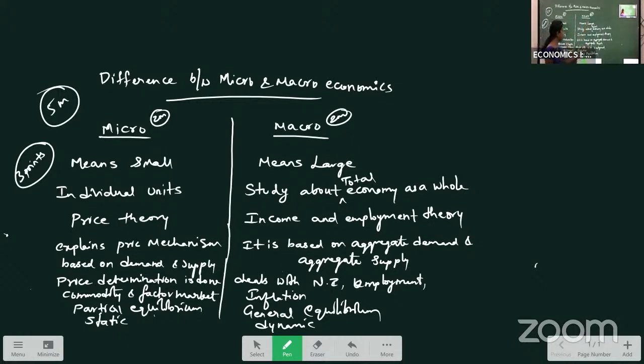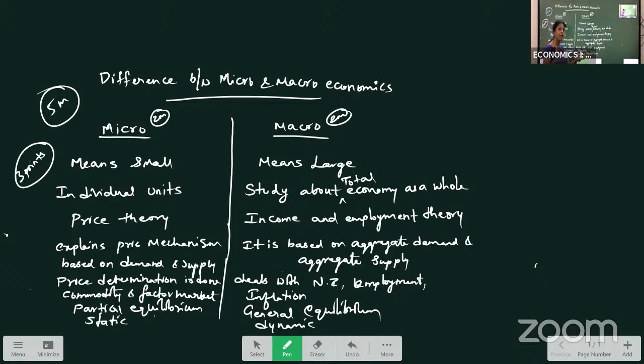And macroeconomics deals with national income, employment, inflation, all throughout the economy, what is going on. All that we will study with the help of the macro approach. And macroeconomics is also known as general equilibrium, and it is dynamic in nature.